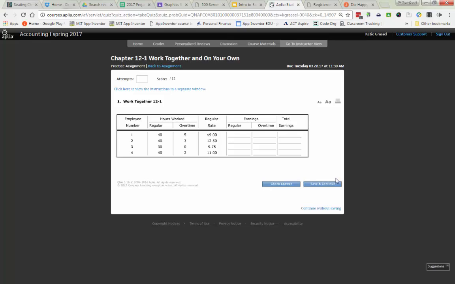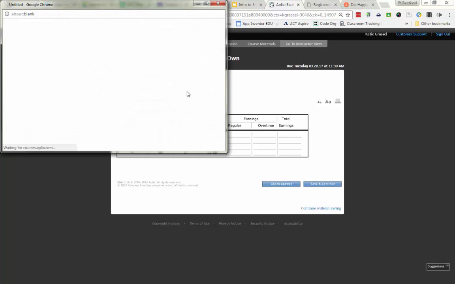We can see here that we have hours worked, we have regular and overtime. We have a column for regular earnings, overtime earnings, and total earnings. So again, this is going to be step 1 for calculating our payroll.